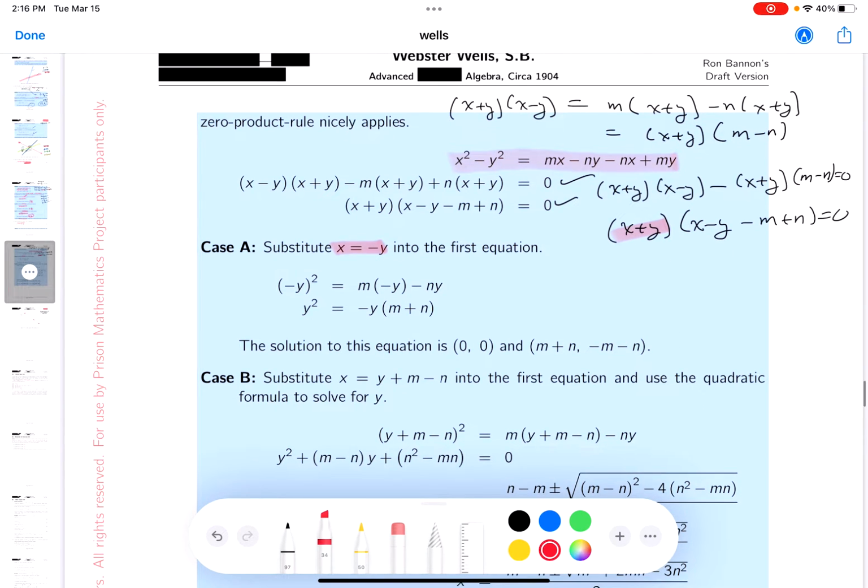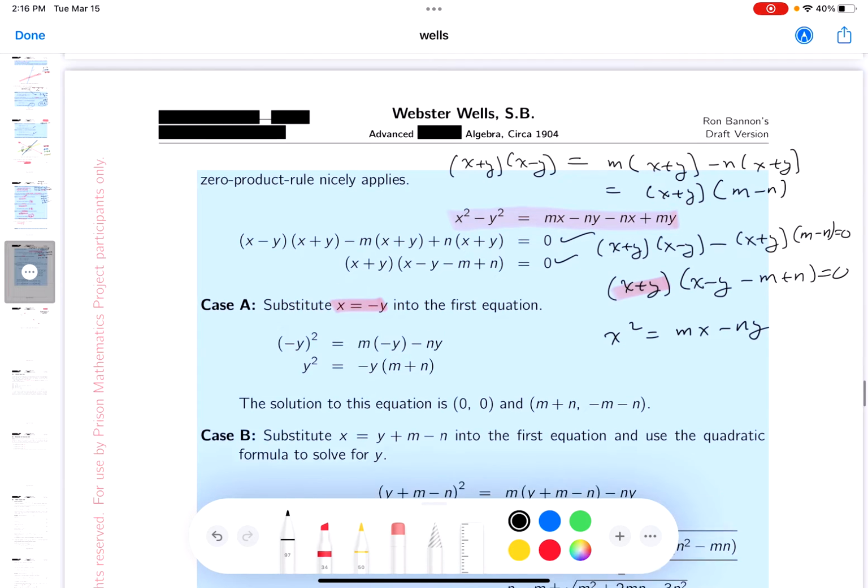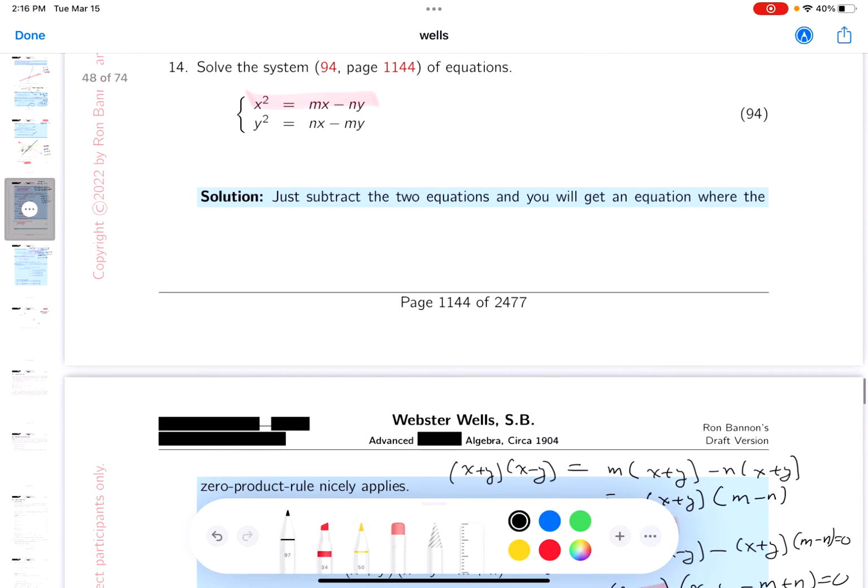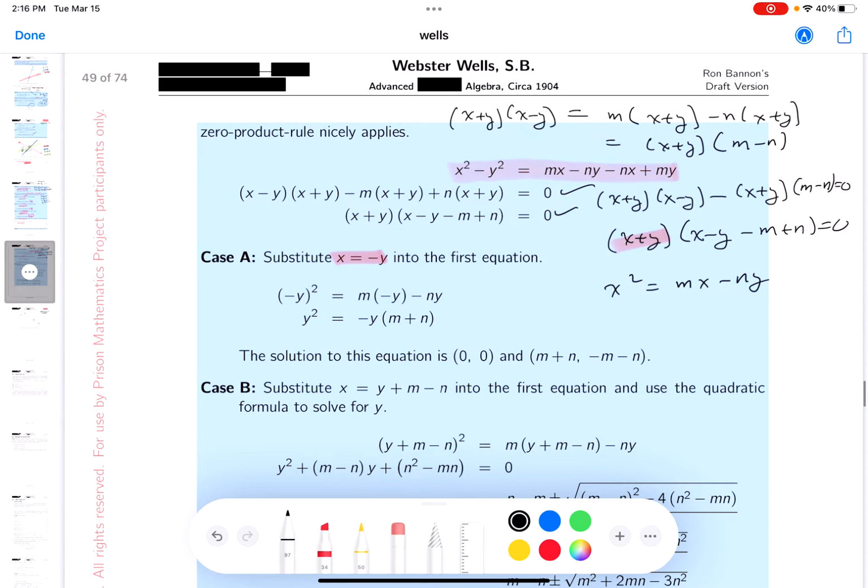So into the first equation, where I saw x, well, let me remind you, the first equation is x squared equals mx minus ny. All right? I just plug it in. What's x? It's minus y. So I just plug it in there. Plugged it in there. By the way, what I mean by that is over here. What do you get? y squared, and then you get minus y times m plus n.